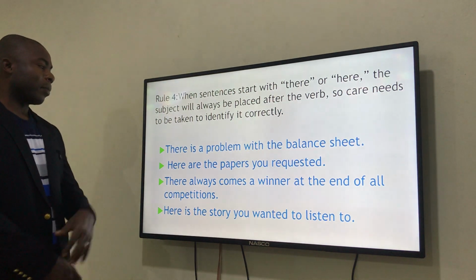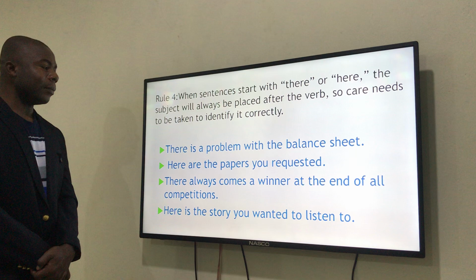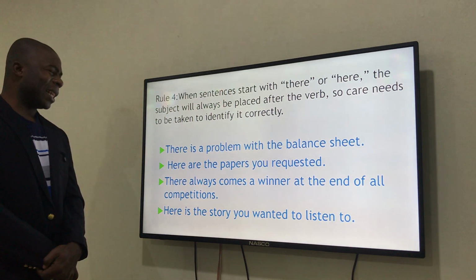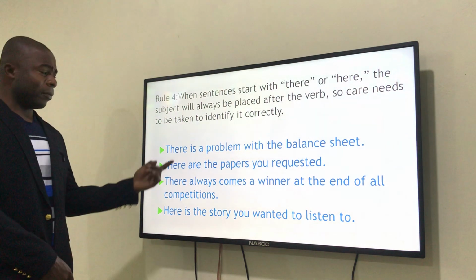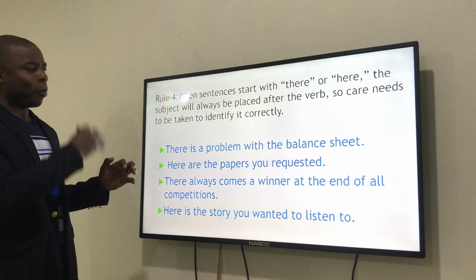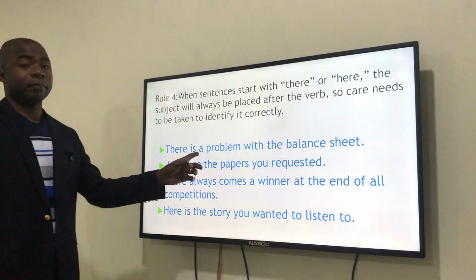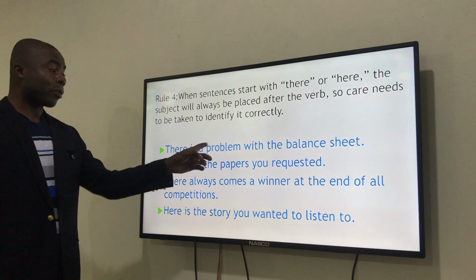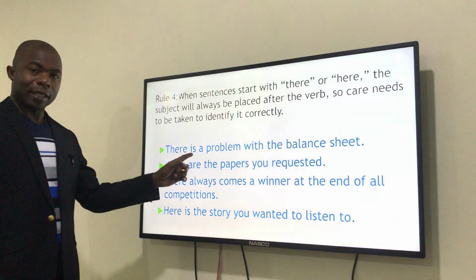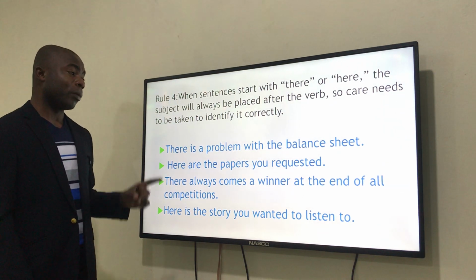So: there is a problem with a balance sheet. What is the subject? Positionally, the subject seems to be "there" over here, but actually the subject, the thing about which the sentence goes, is "a problem." And because a problem is singular, the verb is also singular. So there is a problem with a balance sheet.